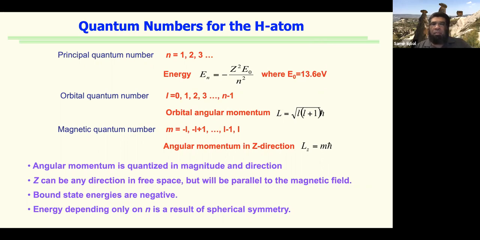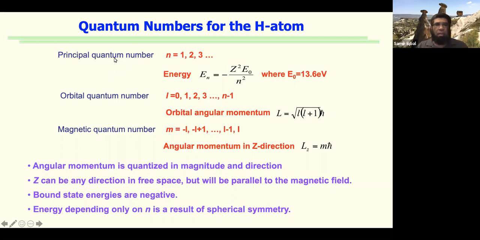Then that n gives us the orbital quantum number. The l ranges from 0 to n minus 1, simply stated. It's called the orbital quantum number, and what it gives us is orbital angular momentum, so we can calculate angular momentum from that.